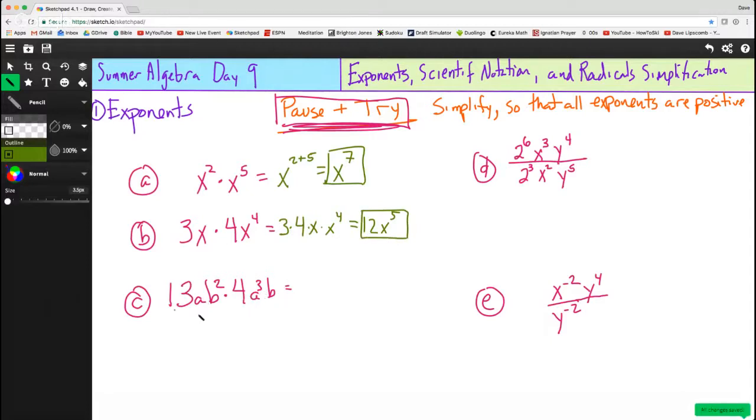This one, it gets a little more complicated, but it's pretty much the same thing as the top one. We multiply our coefficients, and then we multiply our variables. And you can group the variables like this, and you can end up with 52 a to the 4th b cubed.